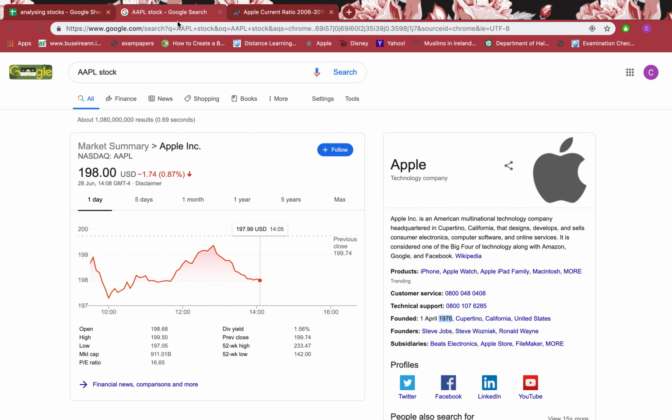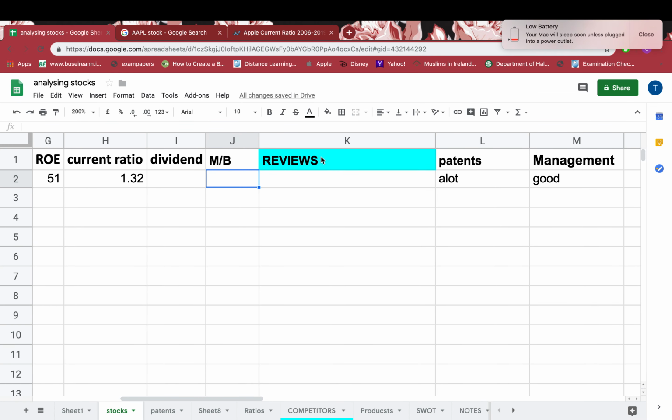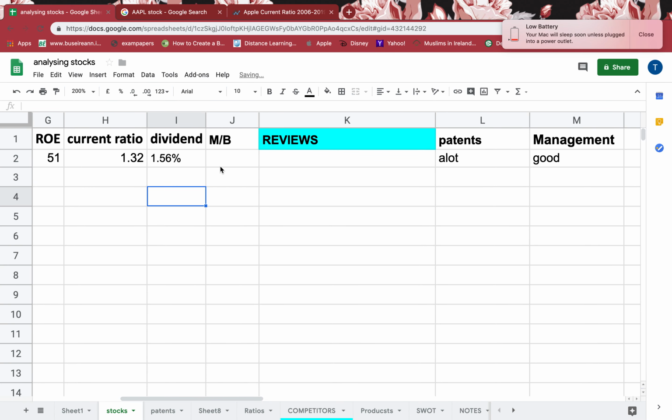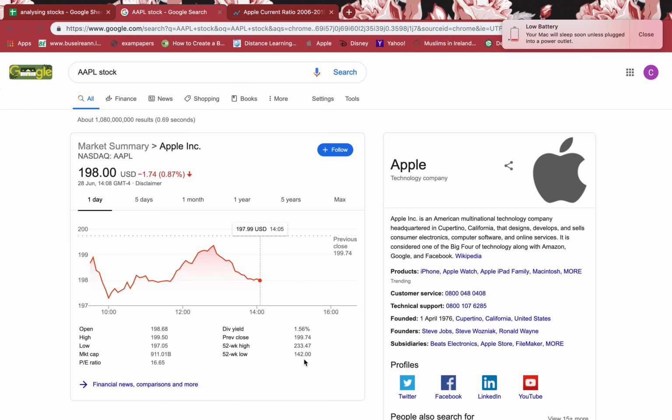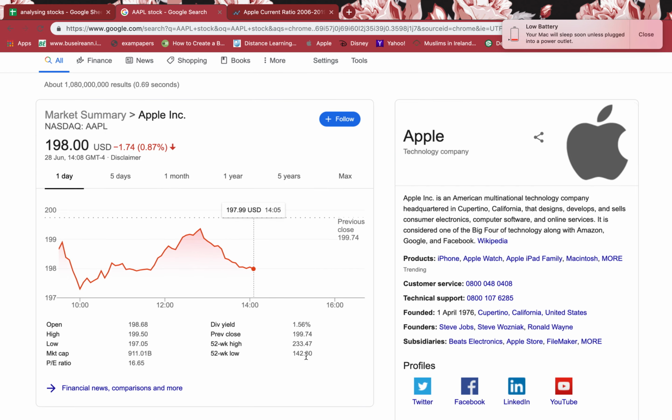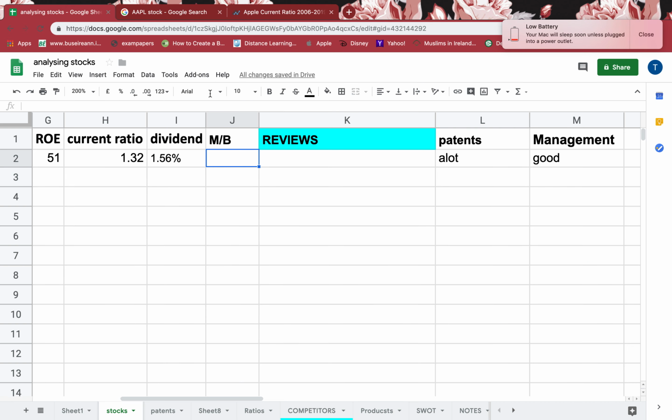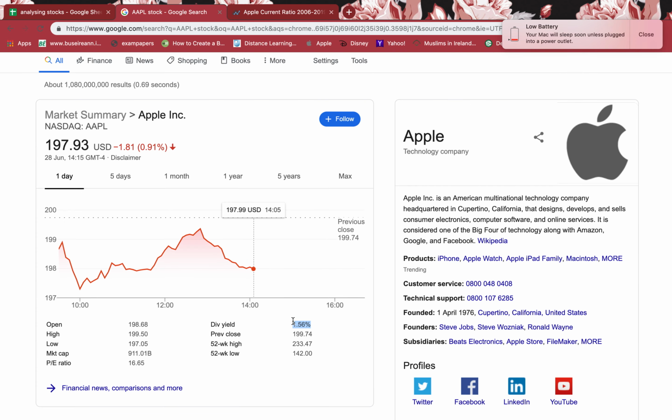Okay, so let's have a look. It pays the dividend of 1.56, which means that any firm that pays dividend is, you can say, doing good, maybe because it has extra money to pay its shareholders. So it's generating enough money to pay its shareholders, which is very brilliant. So you need to look if a firm is giving a dividend or not.